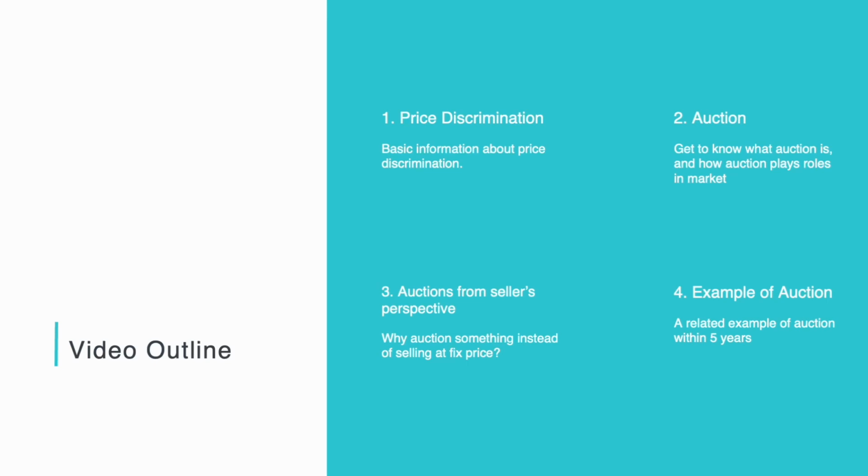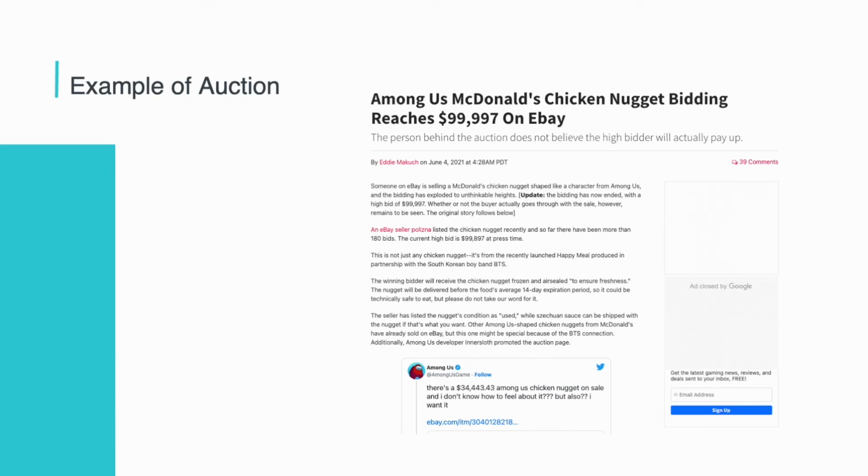Here is an example. A chicken nugget shaped like a character from the game Among Us ended its auction with the highest bid, nearly $100,000 on eBay on June 4th, 2021. It is definitely an impressive amount of money for a single nugget. I believe everyone will feel suspicious about the price, but it's definitely a great example of why auction is the best form of price discrimination by self-selection.